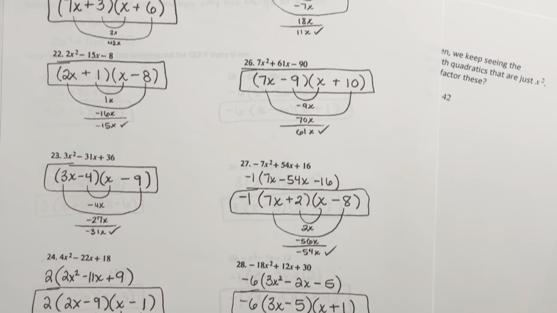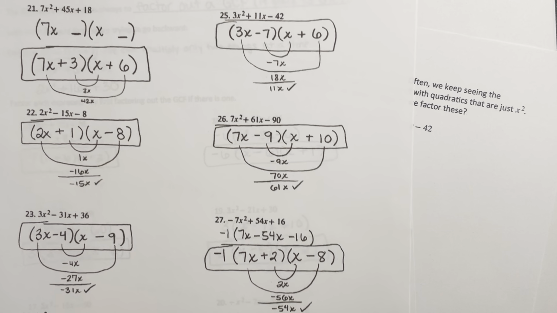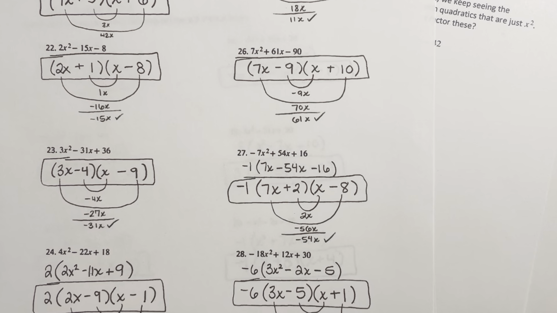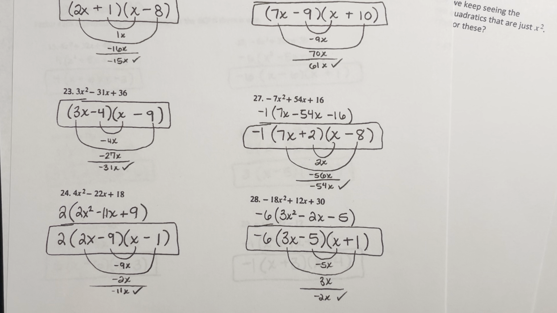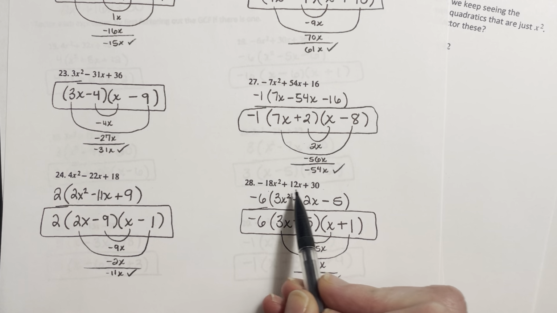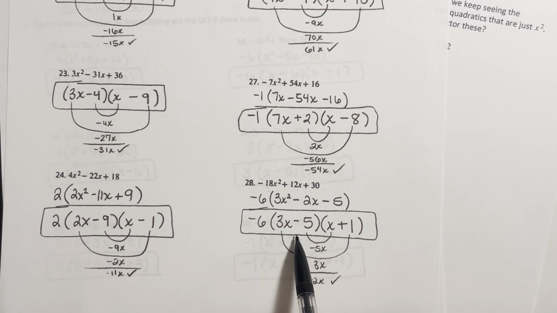All right, to check the rest of these, number 25 was 3x minus 7 times x plus 6. 26 was 7x minus 9 times x plus 10. And for 27 and 28, there is a negative leading coefficient, so you might want to factor out that negative first. But that would make this negative 1 times 7x plus 2 times x minus 8. And for 28, I can factor out a -6 for each of those three terms. And our final factorization is -6 times 3x minus 5 times x plus 1.